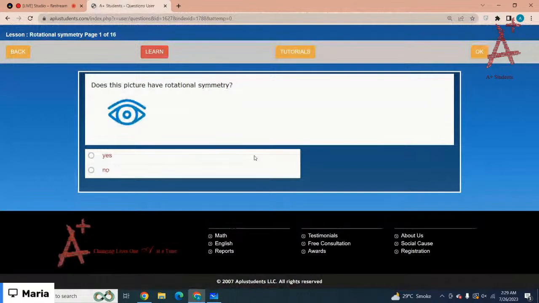Okay, does this picture have rotational symmetry? So which is the correct option? The correct option is no. If you rotate the image along half or less, the picture does not look the same. So that means no. The correct option is no.